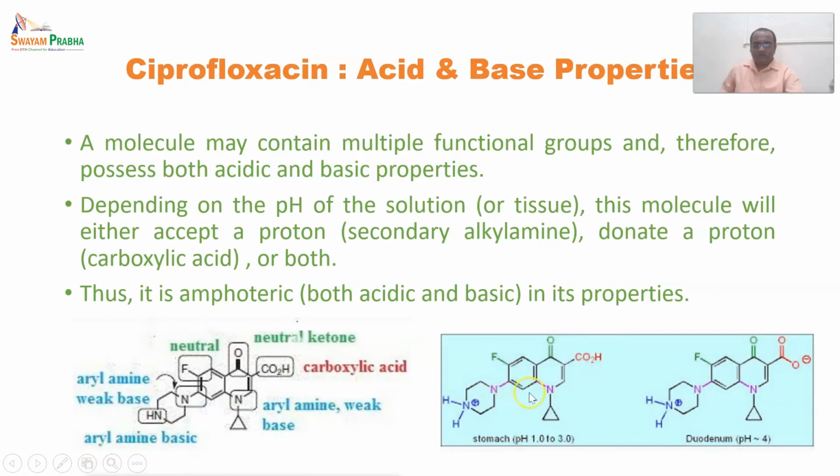And that is why the molecule is said to be amphoteric, because it is showing acidic as well as basic properties. So in the case of the duodenum, where pH is more than 4, it is showing basic properties as well as acidic properties. These groups are responsible for ionization, or for dissolution into body fluids like water or serum, and other lipophilic groups are responsible for its entry into a lipid bilayer.